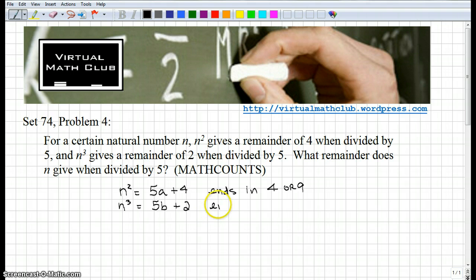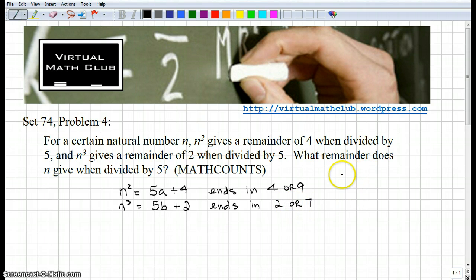And the same here. The units digit of n cubed ends in either a 2 or a 7, since it's either 0 plus 2 or 5 plus 2. So let's look at some squares and cubes and see if we can find any that match. Really we only have to look at the units digit, because that determines the last digit of the square or the cube.